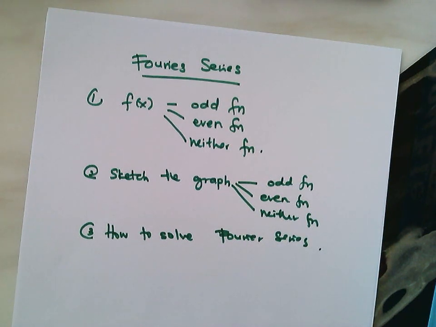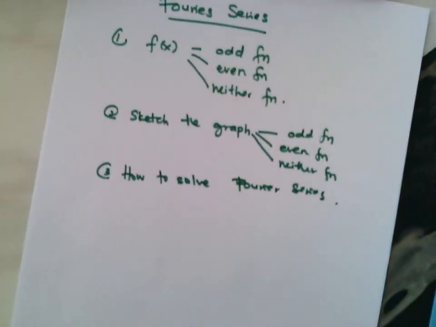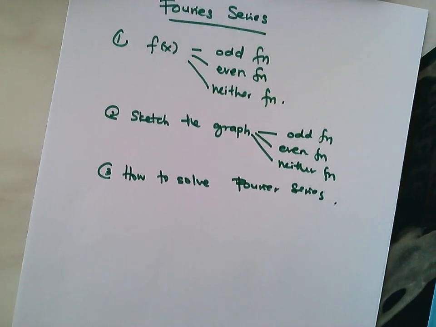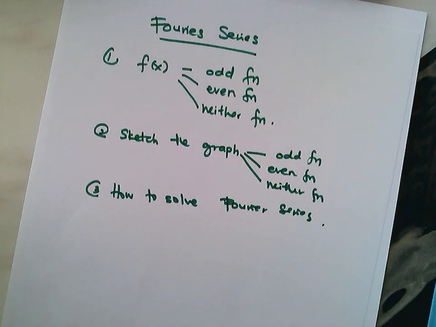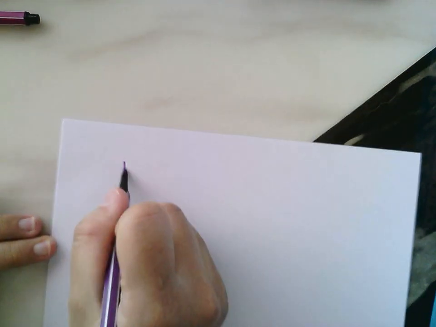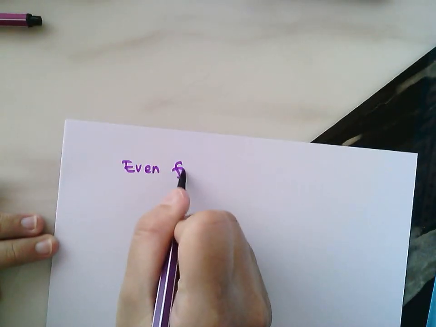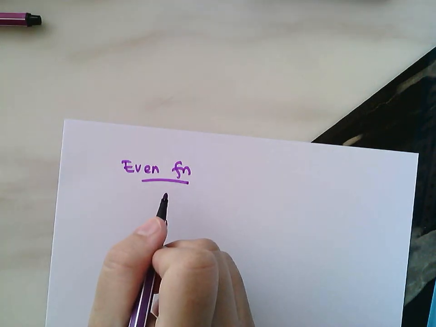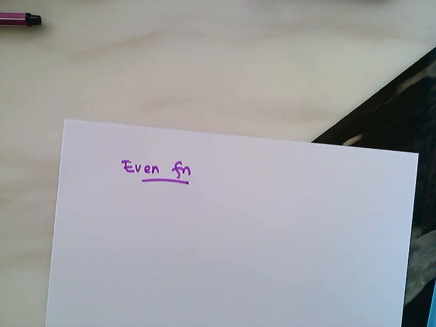So before we can proceed with an example, first you need to know what is the condition for a graph to be an even function or odd function or neither function. Okay. So for even function, your graph should be symmetrical about the f(x) axis.